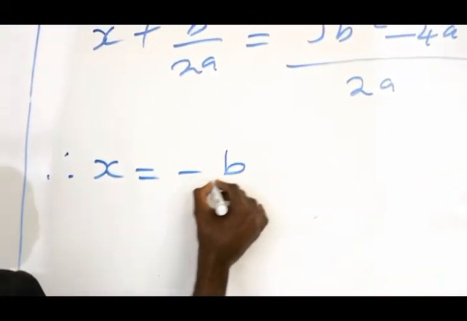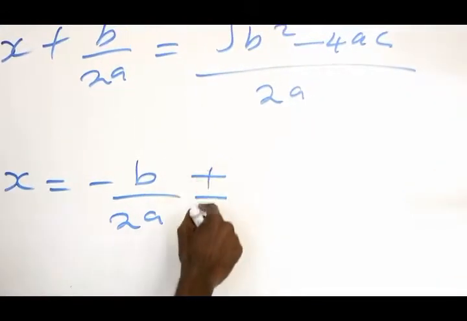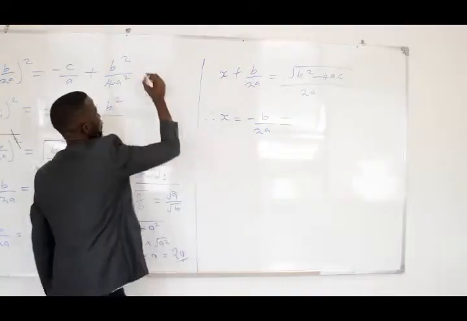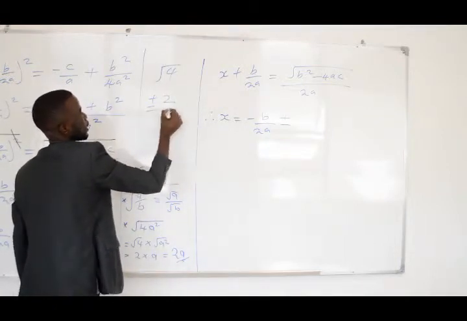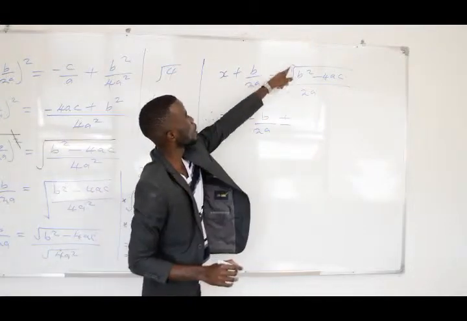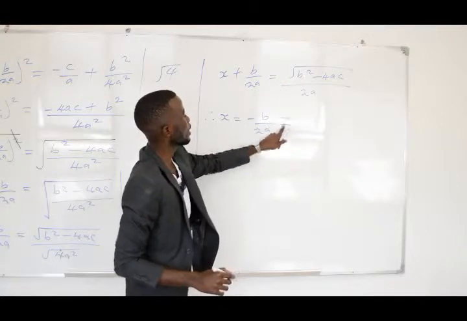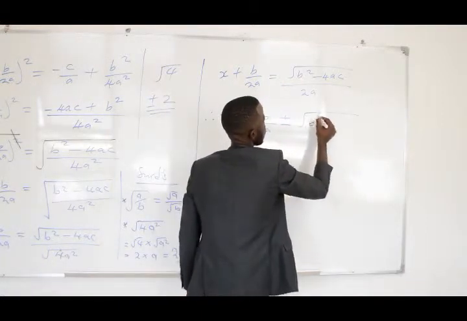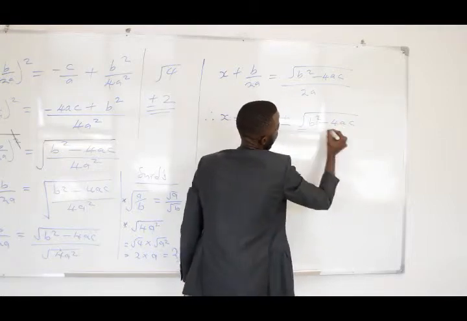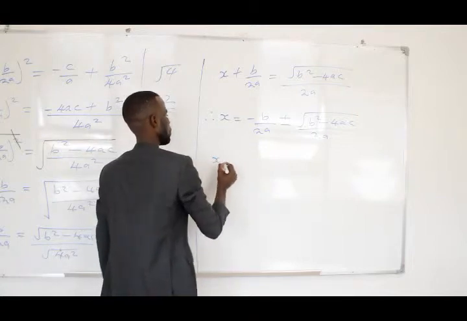So now we have, therefore, x is equal to negative b over 2a positive or negative. Why am I writing positive or negative? We know that when you are finding the root of 4, you say positive or negative 2. That's why we know there is a root here. So the root of this thing will carry two signs, positive or negative. Then we say the root of b squared minus 4ac over 2a. We can see that the quadratic formula is coming into play.